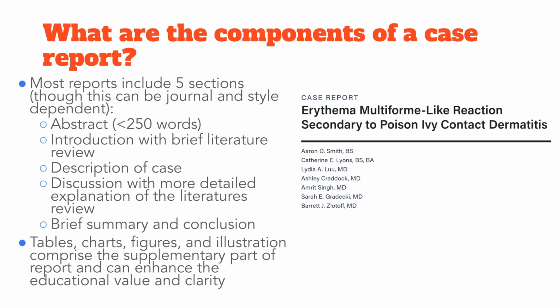Having discussed the purpose and definition of a case report, let's review its structure. Most follow a standard format consisting of an abstract, introduction, case description, discussion, and conclusion. The exact structure often depends on the journal's requirements, so it is essential to consult the instructions for authors on that particular journal's website before starting.